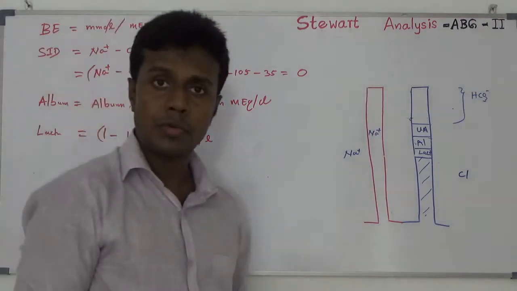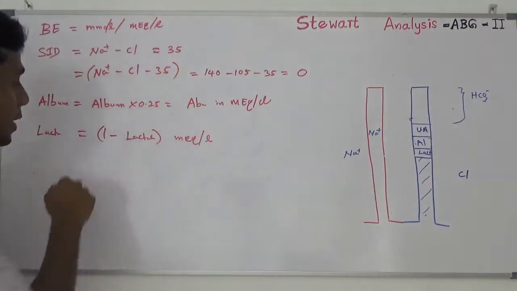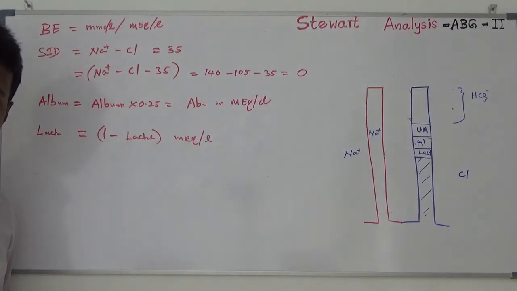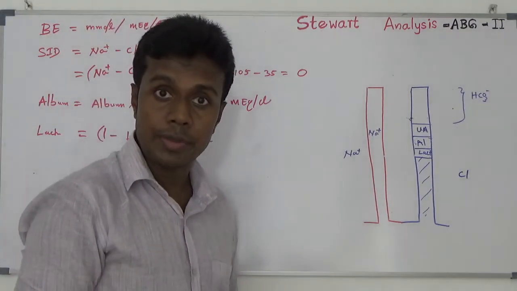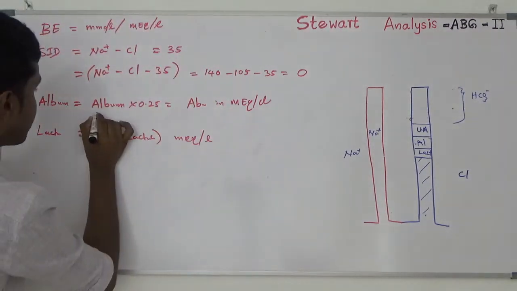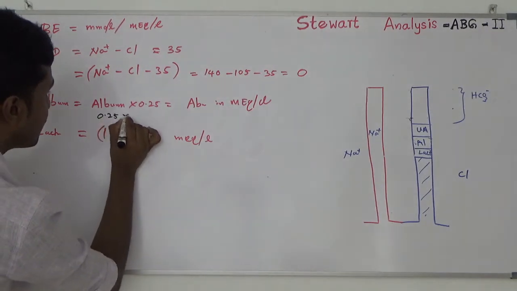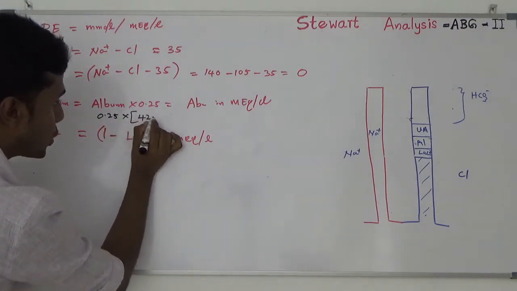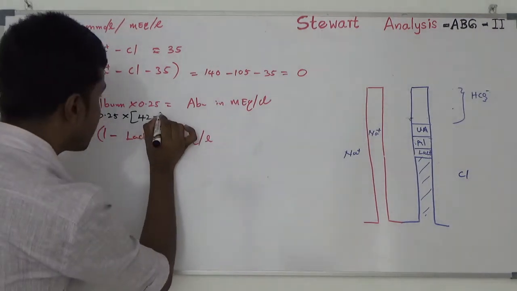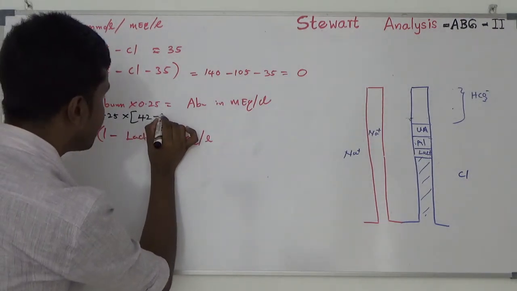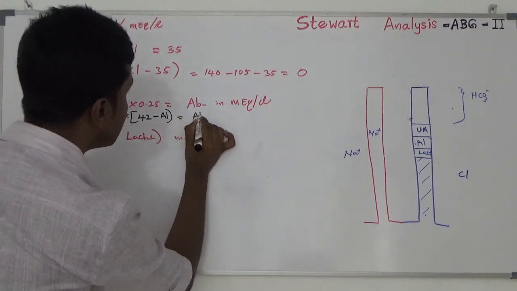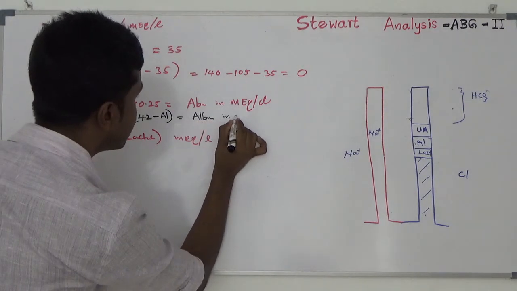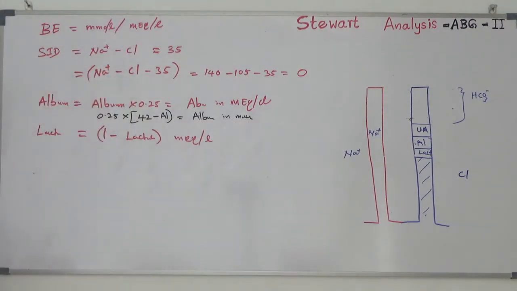If I have a lower amount of albumin, the amount of milliequivalents present in my body I can write as this: 0.25 into normal albumin level 42 minus present albumin level is the albumin in milliequivalents present in my body.